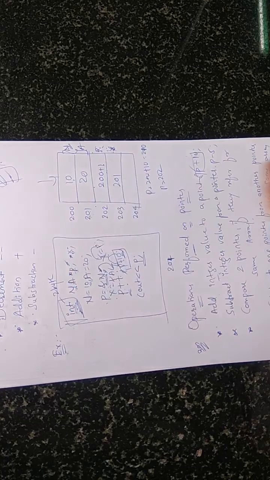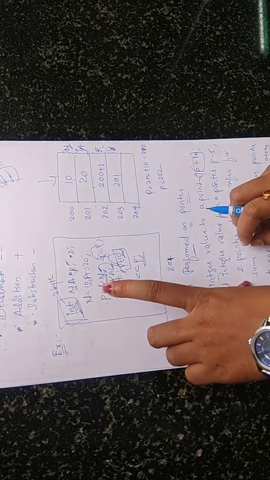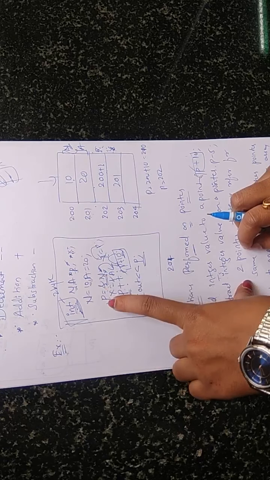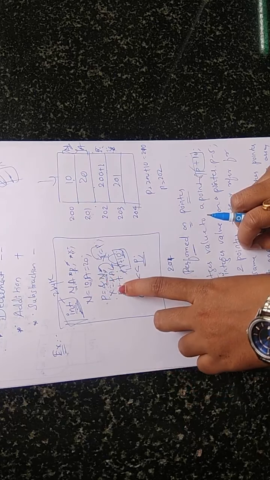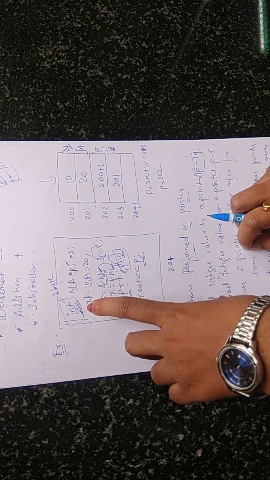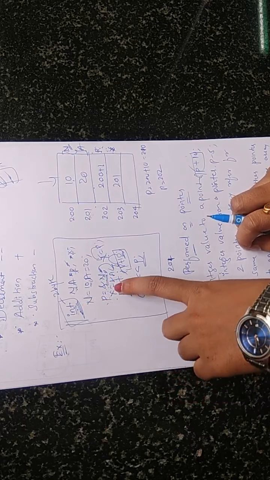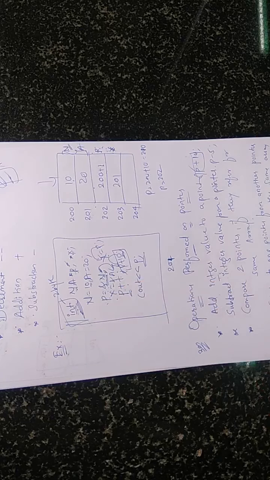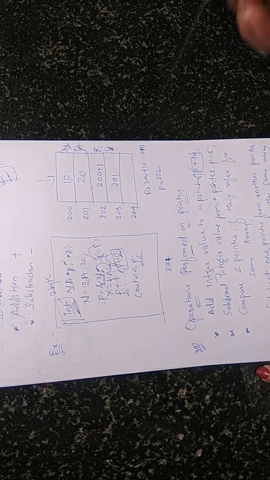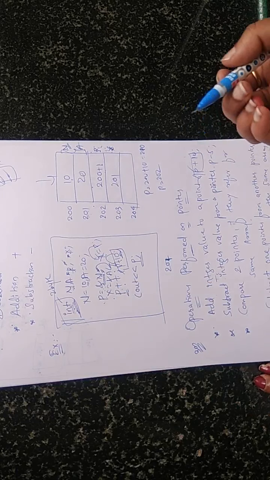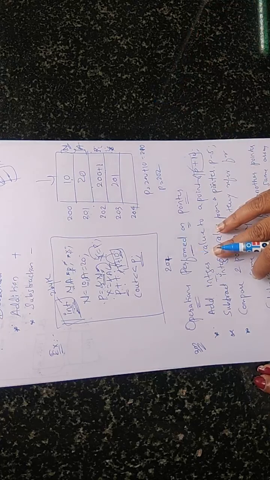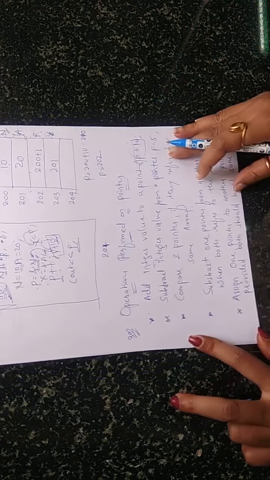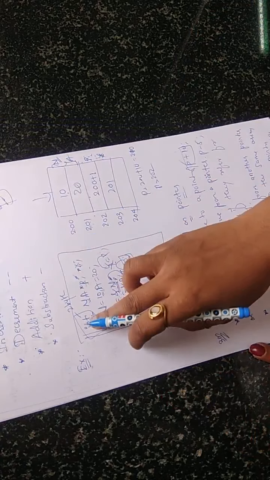Same type means, if P is of integer, X should also be of integer. If P is of float, X should also be of float data type. And if P is of char data type, then X should also be the char data type. So when you want to assign a value from one pointer to another pointer, you have to refer to the condition that both pointers should be of same data type.